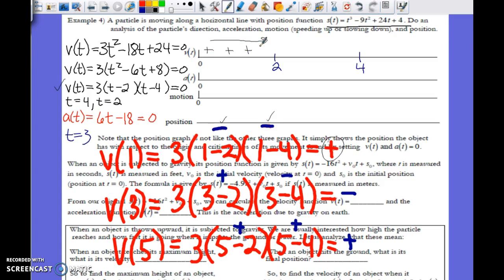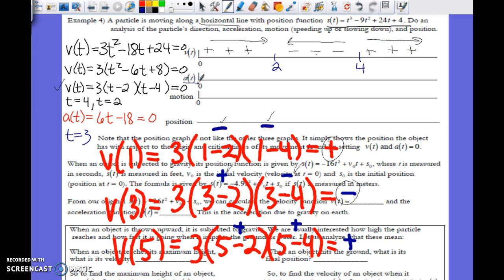This is moving to the right because it's positive and it's horizontal. If it's vertical, we show an arrow going upward. Now let's plug in a 3 somewhere in between 2 and 4. Plugging in a 3, we know this gives us a positive. We know this gives us a negative, and we end up with a negative. So this is going to the left, and here for 5, it's positive, so it's going to the right.